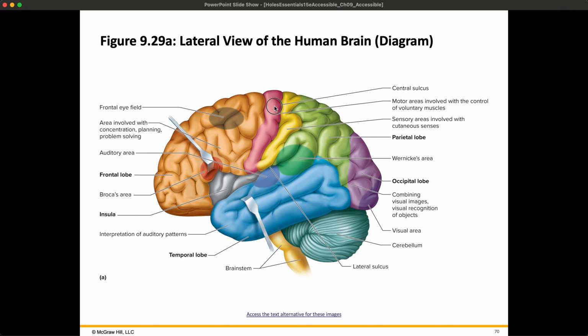These 2 areas right here, this one that's pink and this one that's yellow, you should definitely be familiar with. You have the central sulcus right here, and then just in front of it the primary motor cortex and the primary somatosensory cortex. Those are different regions where you have motor output and sensory input. Those are big areas that you should be familiar with.